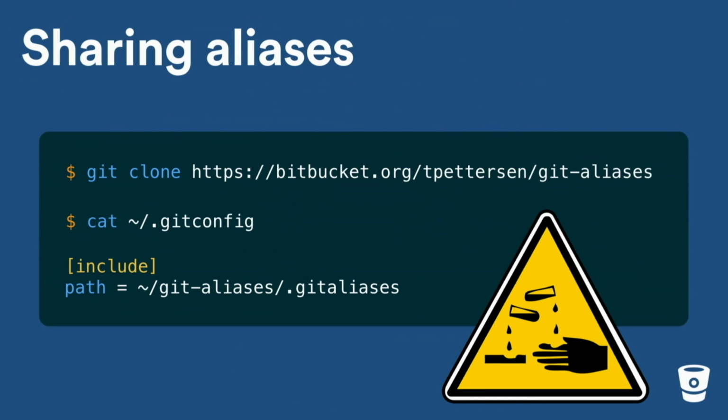Running a Git alias is basically the same as you typing in the command, so it is quite dangerous. And there are other potentially sensitive properties that might sit inside your Git config that will be included as well.